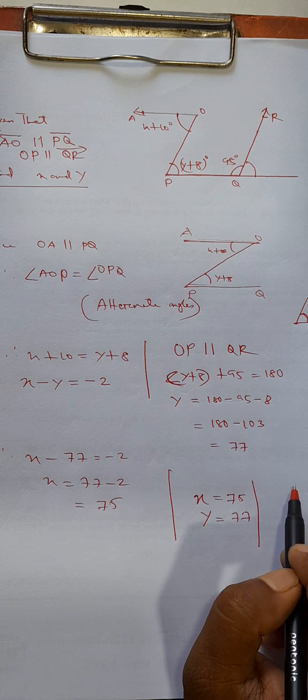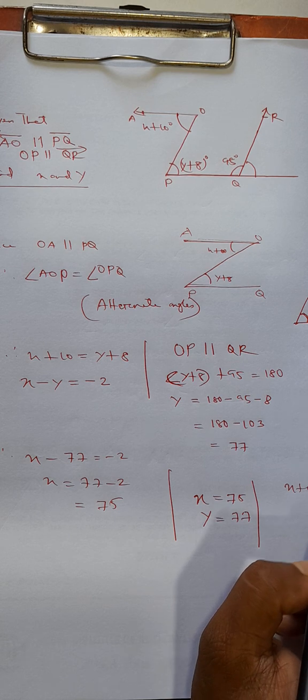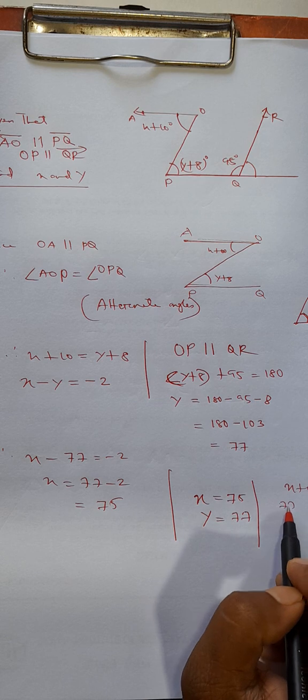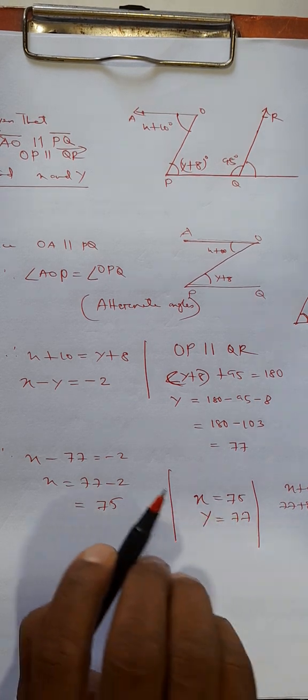Now you can verify. x plus 10 equal to 75 plus 10 means 85. y plus 8, y means 77 plus 8 equal to 85. Same. So it is correct.